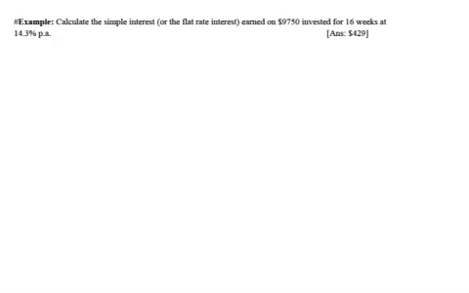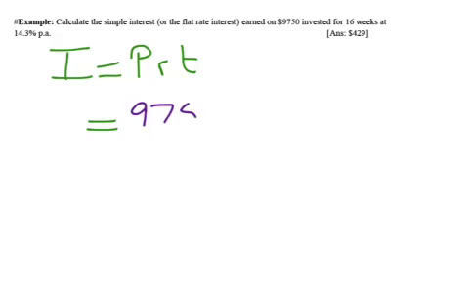Now this is a hashtag example, so one that you should do by yourself. So you can pause the video now if you want to have a go at this question, then press play again and you should see the solution. Okay, so same thing, you write down the simple interest, and then the principal is 9,750 multiplied by the interest rate, which is 14.3%.